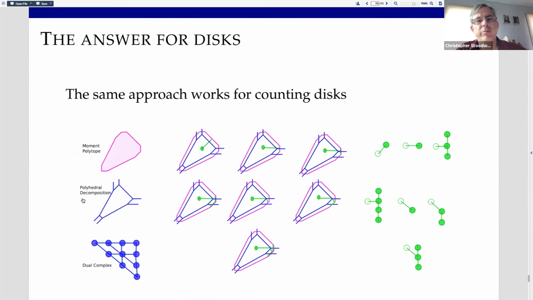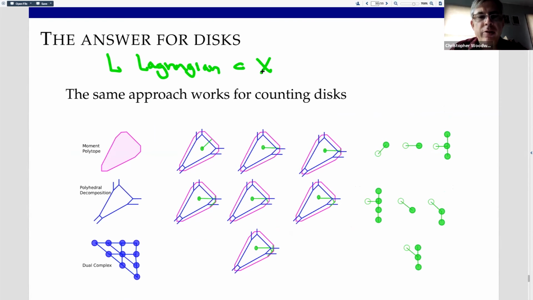And then this answer also works for disks. If you start with the Lagrangian L, which is the Lagrangian torus orbit in the middle, then I'm representing the disk components of the domain as these open vertices here, to distinguish them from the vertices that correspond to spheres. This is the moment picture, but upstairs, the picture looks like this. So that's some disk.